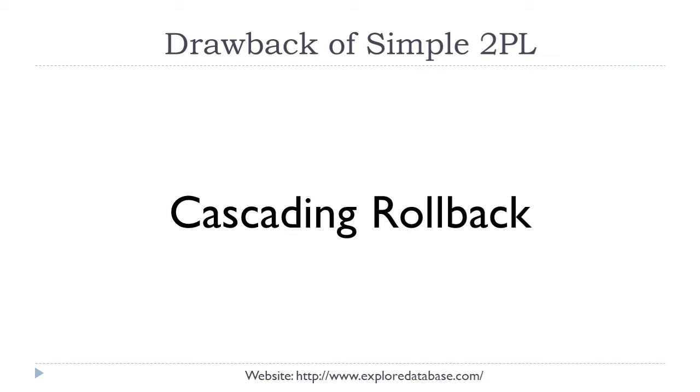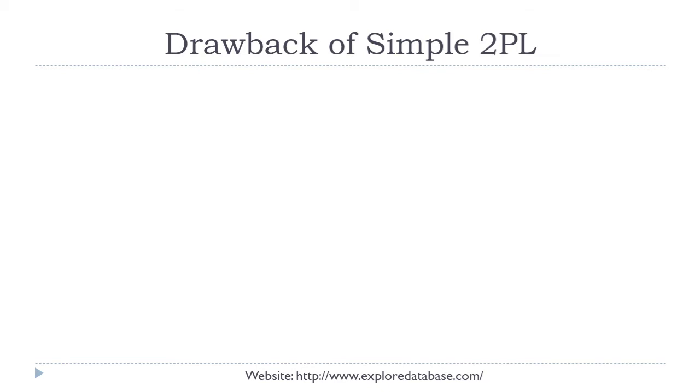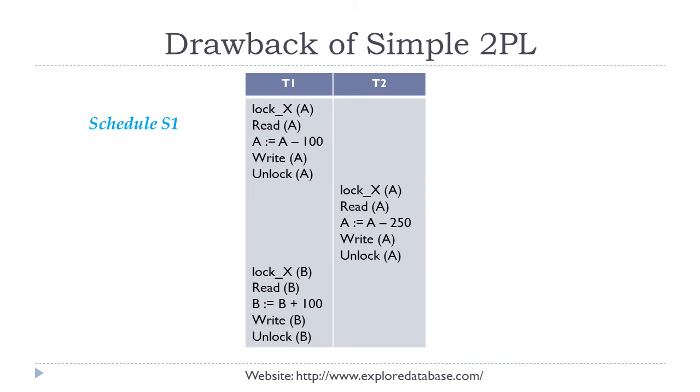It may lead to cascading rollback. Let us discuss this with an example. In this schedule, transaction T1 locks data item A in write mode and changes its value. Then it needs a lock on B, and it continues with B as well. Once we acquire the lock on B, we are going to release the lock on A because we have already consumed the data with A, that is at the lock point.